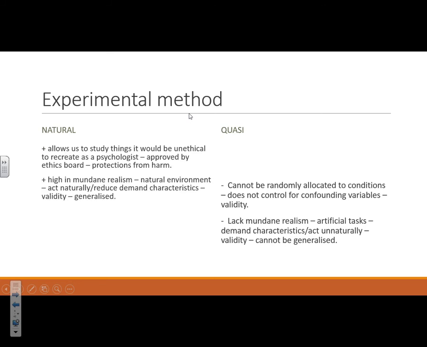High in mundane realism, so this is how it links to field, so all of these evaluation points are overlapping. High in mundane realism, so natural environment, can act naturally, reduces demand characteristics, increases validity and therefore generalisability. However, with natural and with quasi, we cannot randomly allocate to conditions, so we can't control for confounding variables, which lowers validity.